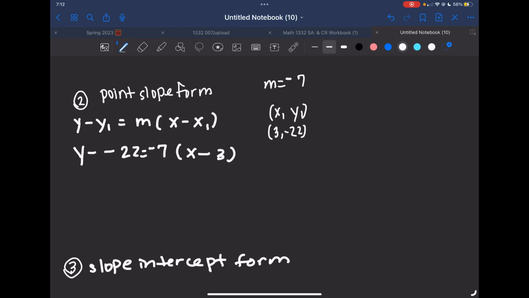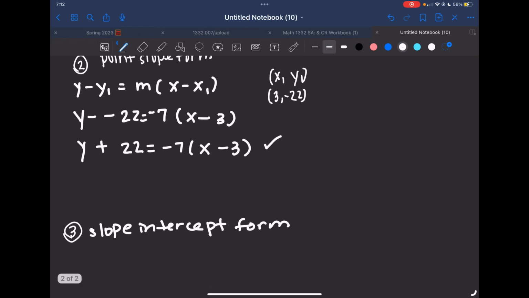Now we're going to simplify what's happening here, and then we're going to leave this right here. The reason we're leaving that is because this is going to be the actual point slope formula as a solution. Two negatives equal a positive, so it's y plus 22 equals negative 7 times x minus 3. And that is our answer.